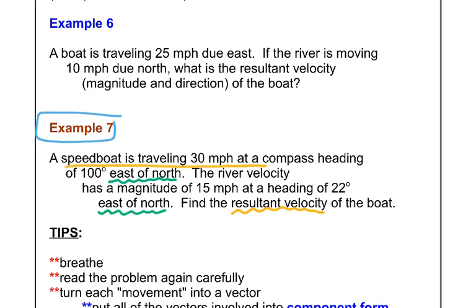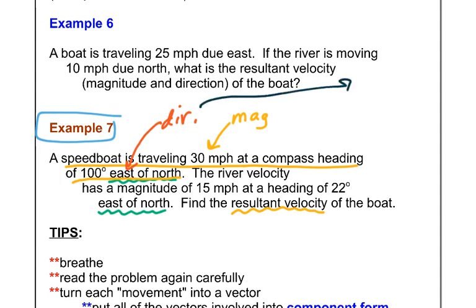30 miles per hour at a compass heading of 100 degrees east of north. Okay, there's my velocity. That would be my magnitude. And over here would be my direction. But it's a little bit more complicated, so I need to figure out what that means. 100 degrees east of north. I can't plug that into my vector because that's not the true angle. At least I don't think so.